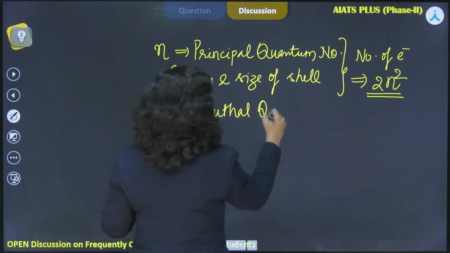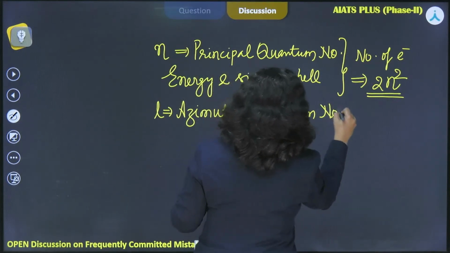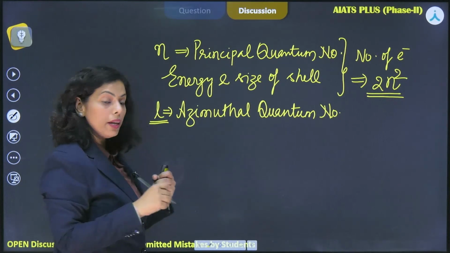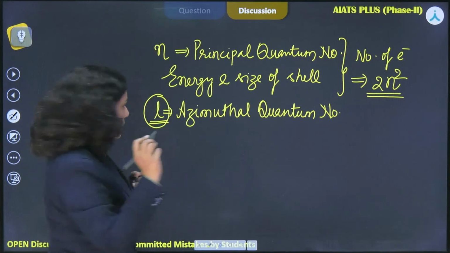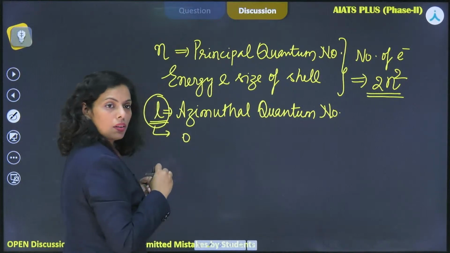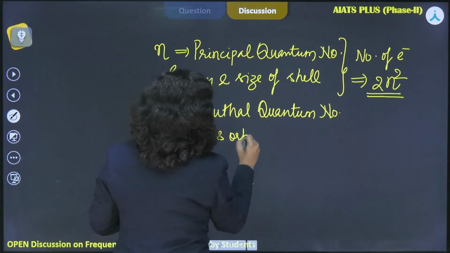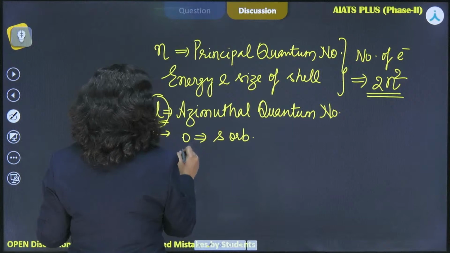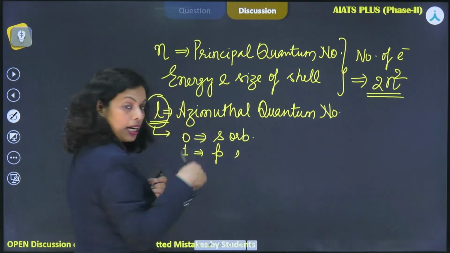that is the azimuthal quantum number, right? Azimuthal quantum number represented by the symbol L, okay? And this tells us about the orbitals. Suppose the L value is 0, right? It represents the s orbital, spherical shape, right? Now in the same way for 1, the dumbbell shape of the p orbital comes to mind.